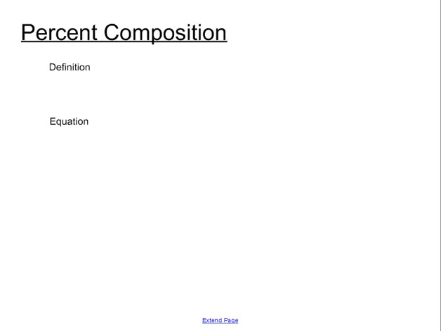This video lecture is meant to cover the information found in Chapter 10, Section 3 on percent composition. Percent composition tells the relative amounts of elements in a compound.